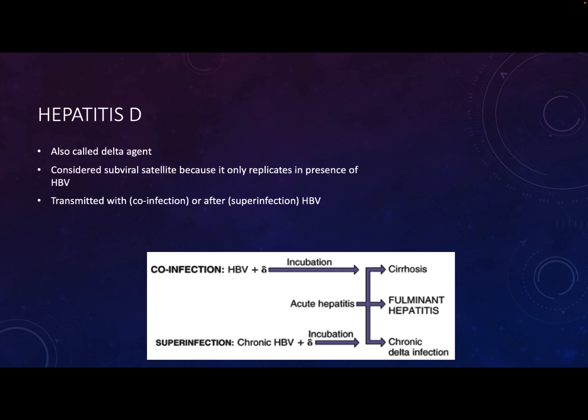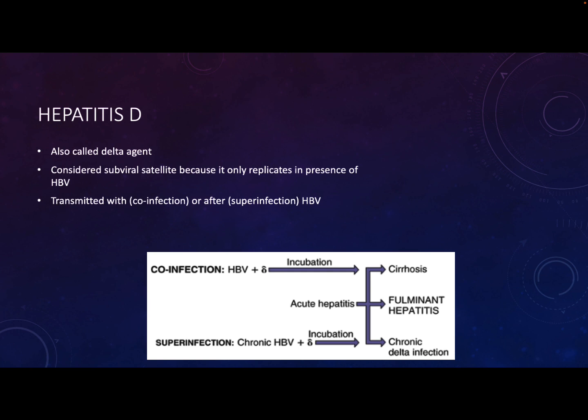If it's just hepatitis B by itself, remember like 90% of patients are going to clear it. When it's both, you're more likely to have that fulminant hepatitis, the really dangerous type of hepatitis that can progress to being fatal very quickly. You're also more likely to develop cirrhosis or chronic infection. And there's really nothing you can do to prevent it except for prevent hepatitis B infection.